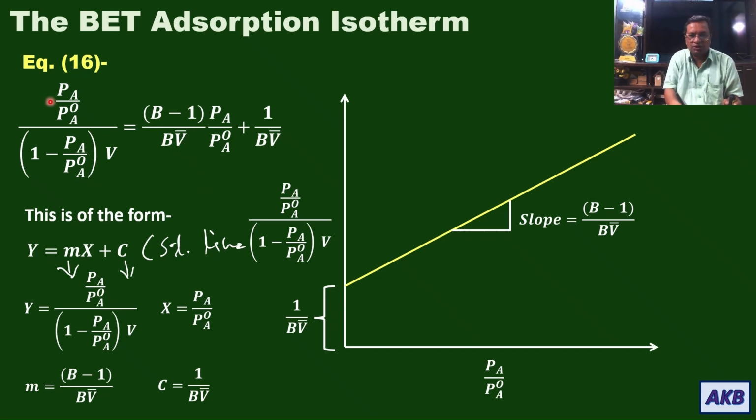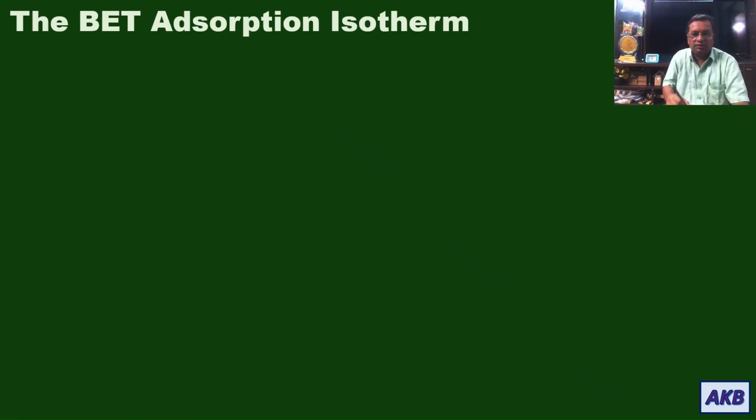This equation, equation 16, (PA/PA naught) / ((1 - PA/PA naught) V) = (B - 1)/(B V bar) × (PA/PA naught) + 1/(B V bar), is the equation for the BET adsorption isotherm. And now you know how to plot that equation. Let us move further. Okay, now let us go back to equation 12.